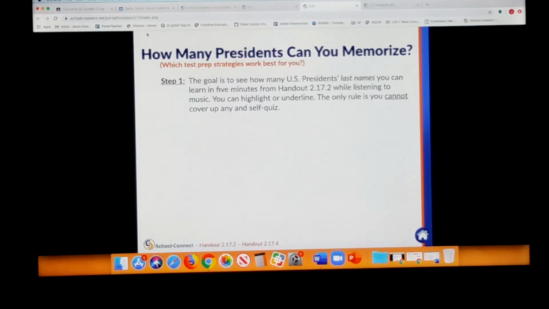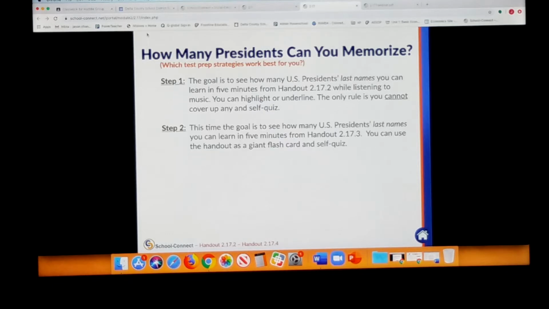Okay, and you can listen to music while you are doing this as well. The only rule is you cannot cover up any of the self-quiz. This time the goal is to see, on step 2, how many U.S. presidents' last names you can learn in 5 minutes, which again will be on there. You can use the handout as a giant flashcard.